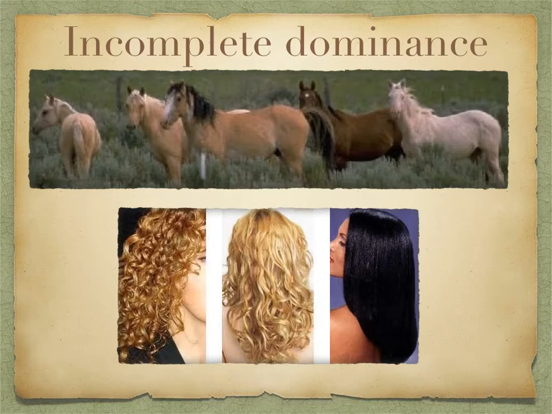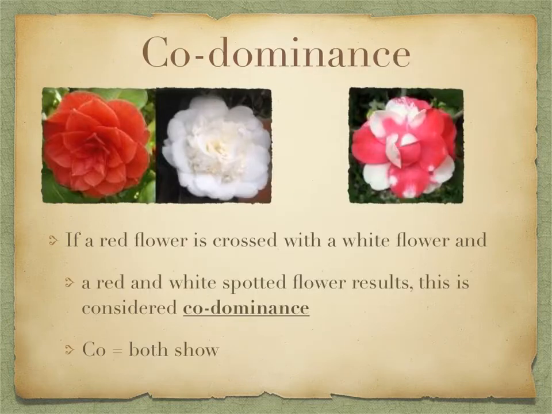A couple more examples of incomplete dominance. Here we're getting curly hair and straight hair, and the in-between version of that would be wavy hair. With these guys, the darker horses with the lighter horses get the chestnut, the one kind of in the middle. So it is an incomplete version of it where you're getting a blending of the two extreme phenotypes.